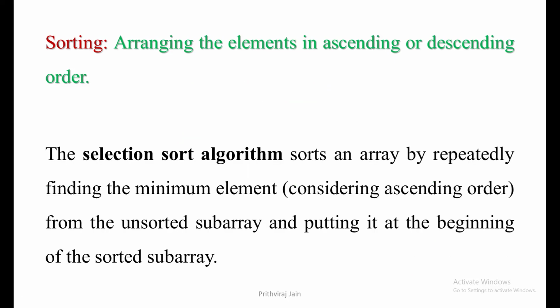The selection algorithm sorts an array by repeatedly finding the minimum element from the unsorted subarray and adding that at the beginning of the sorted subarray. So we'll get two divisions here. One is a sorted part and another is an unsorted part.